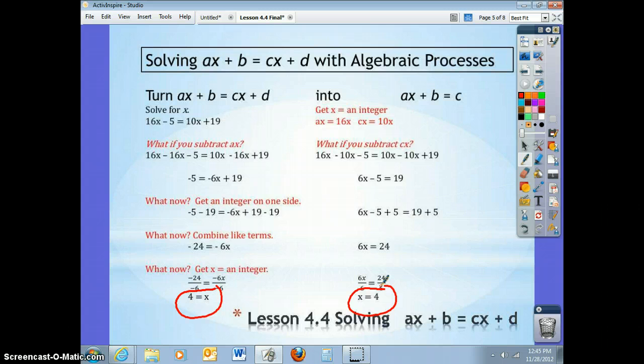But this time, we had to deal with a bunch of negatives right through here and right through here that we didn't have to do if we just focused on what is the smaller, ax or cx. And in this case, it was the 10x that was smaller, and so it made the problem easier to solve.